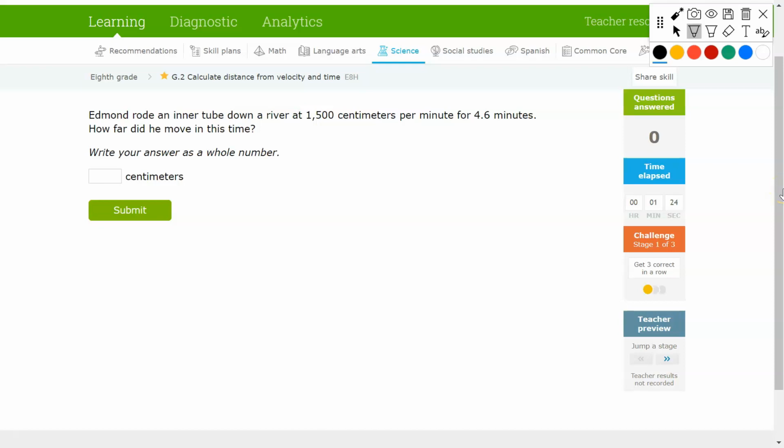Hello everyone, today we're going to go over G1, calculate distance from velocity and time. Once again, if you need to go over the concepts of the speed triangle, please check out IXL G1.